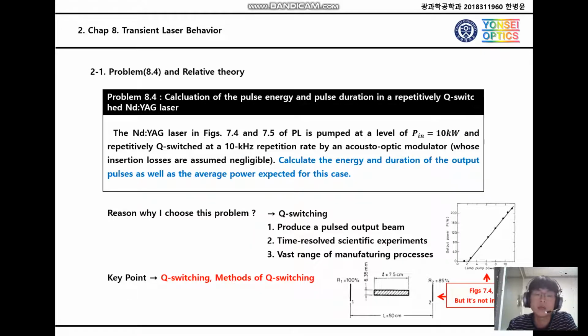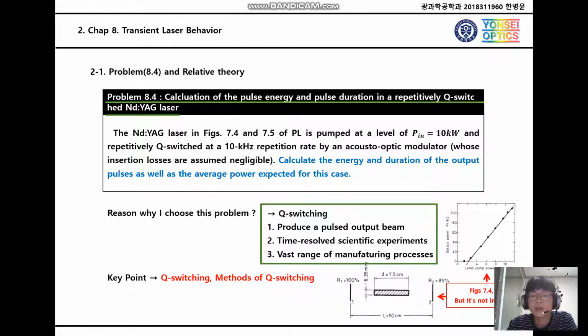Now I will explain the problem in chapter 8. This problem is related to Q-switching and the acousto-optic modulator. The reason for choosing this problem is the importance of Q-switching. Using Q-switching, we can produce a pulsed output beam and can do time-resolved scientific experiments and a wide range of manufacturing processes.